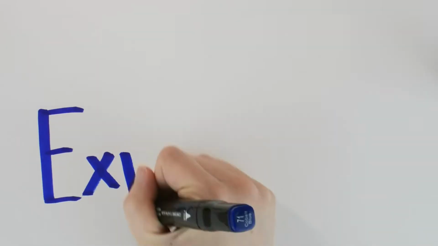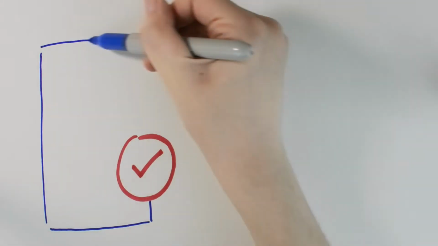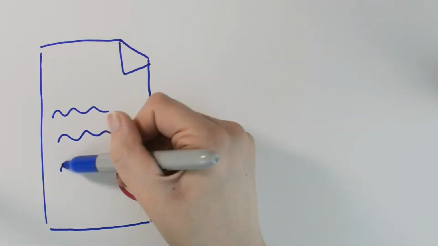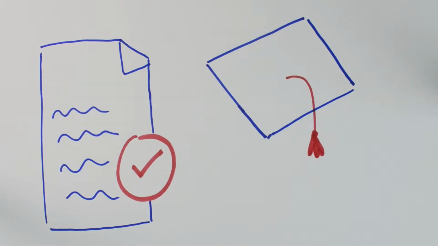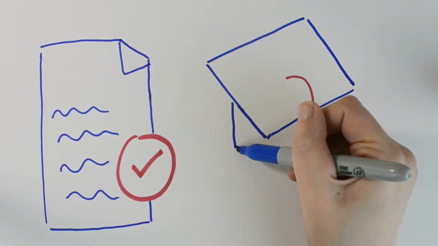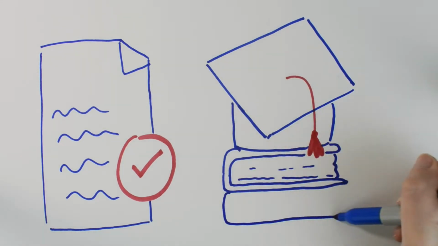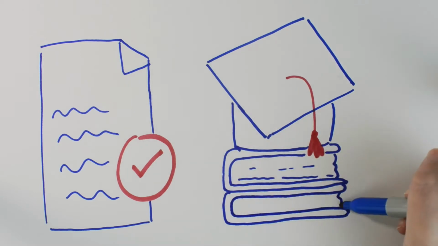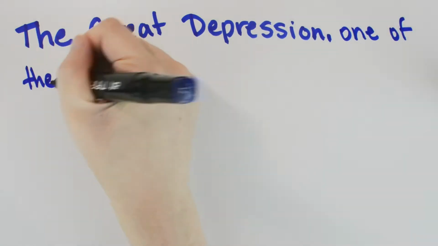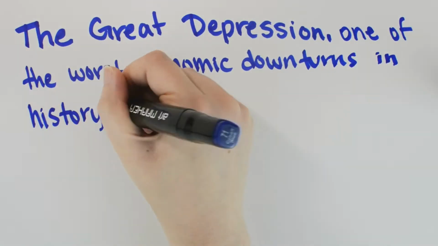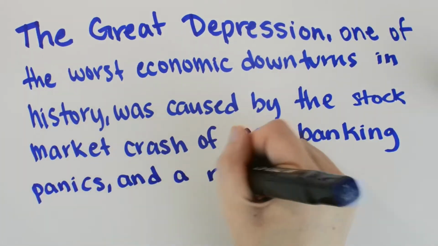An explanatory thesis will state factual information. The argument that this kind of thesis is making is not explicit in the way that it is when you're trying to convince a reader of something. If you're writing an explanatory thesis, your paper should aim to educate rather than argue. You might write an explanatory essay to document a historical event or to explain a scientific process, for example. An example of an explanatory thesis would be: the Great Depression, one of the worst economic downturns in history, was caused by the stock market crash of 1929, banking panics, and a reduction in global trade.